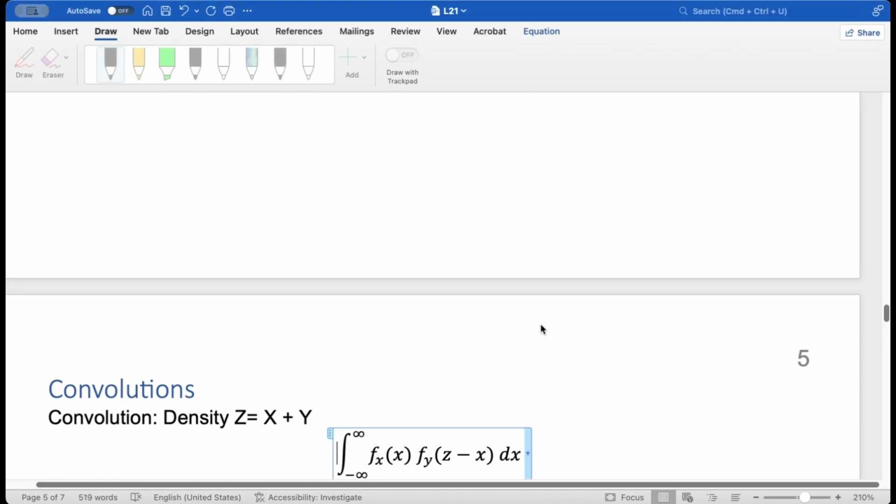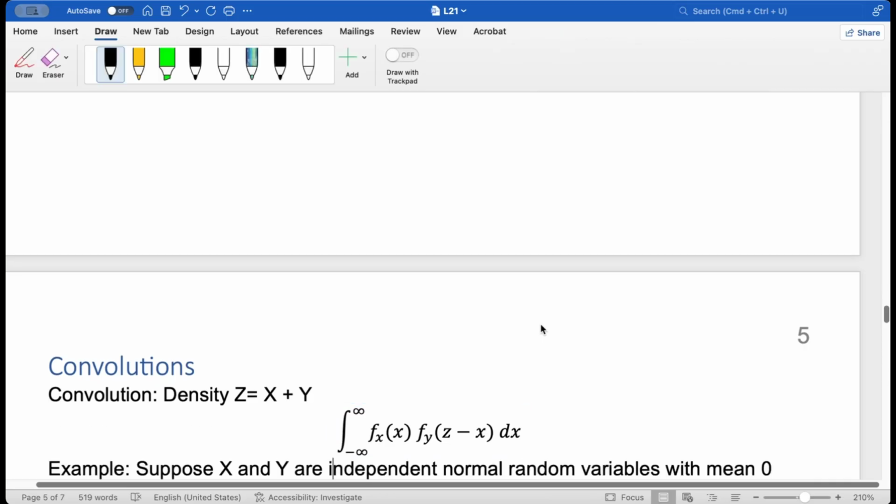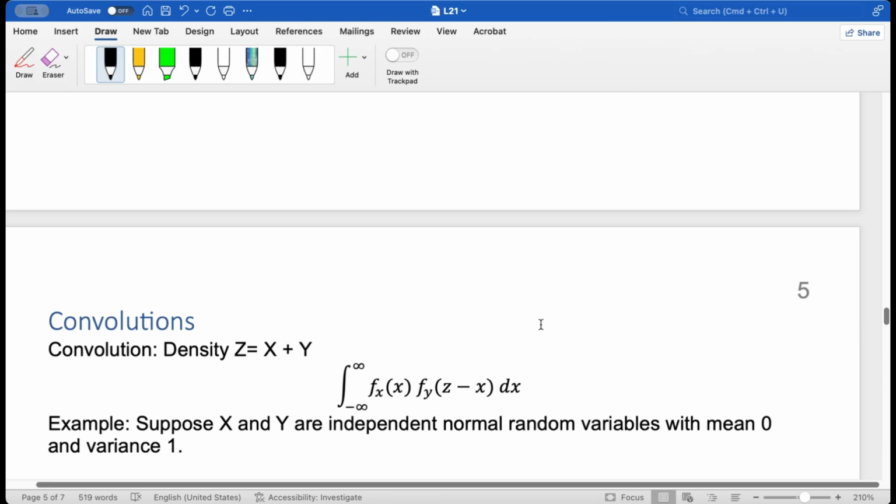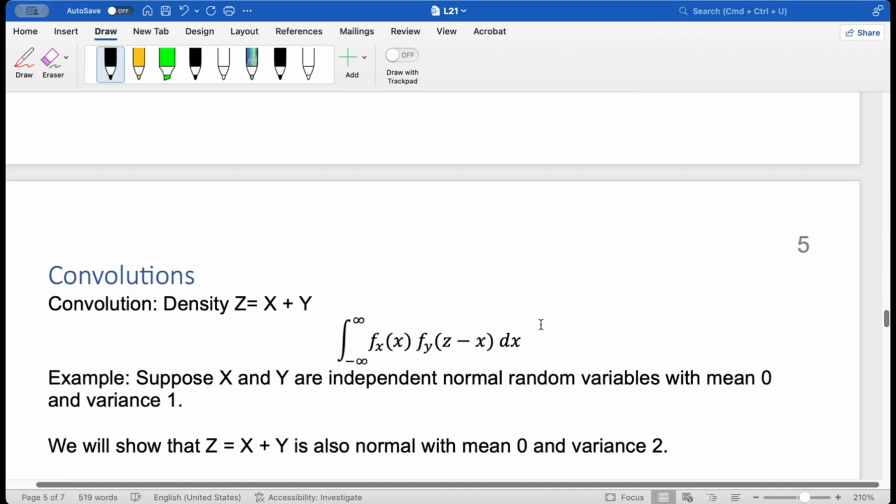All right, continuing on here, we're going to look at one more example here. The calculations do get a little bit tedious. The algebra gets a little bit messy. The result is the main point here. If you take two independent normal random variables and you sum them, you will still get a normal random variable. In this special case, if each one has mean 0 and variance 1, the sum will have mean 0 and variance of 2.